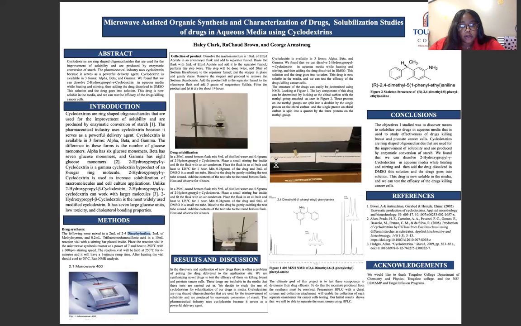If you look at the picture here under results, the first picture shows the drug that did not go into solution. The cyclodextrin that we used was 2-hydroxypropyl beta cyclodextrin. The vial on the left shows when the drug did go into solution after heating and stirring. The cyclodextrin that we chose to use was 2-hydroxypropyl gamma cyclodextrin, which led to our conclusion.